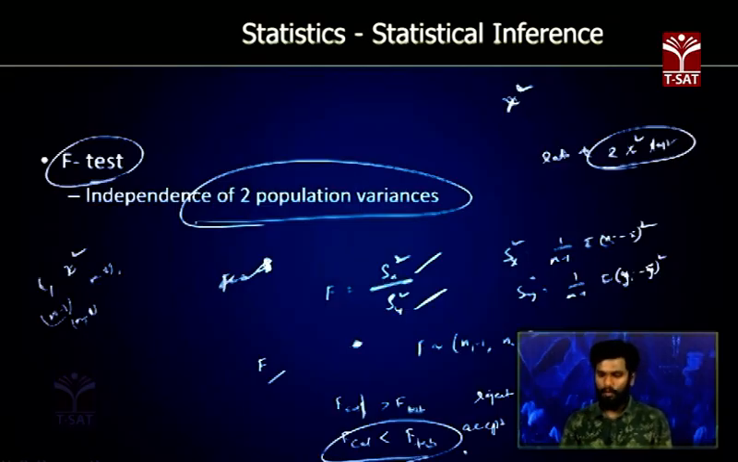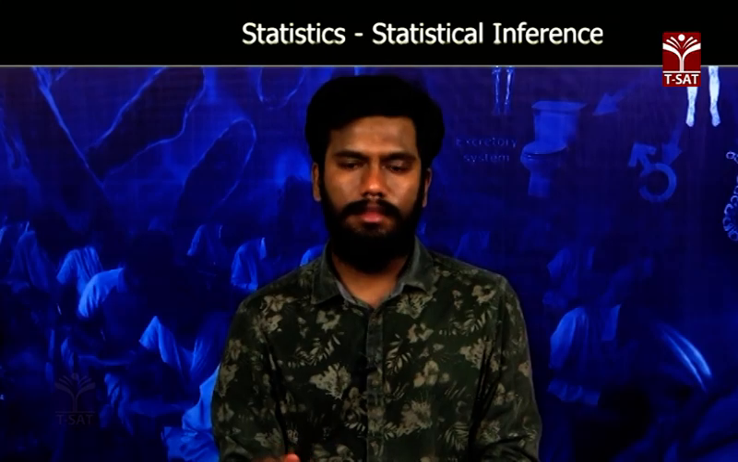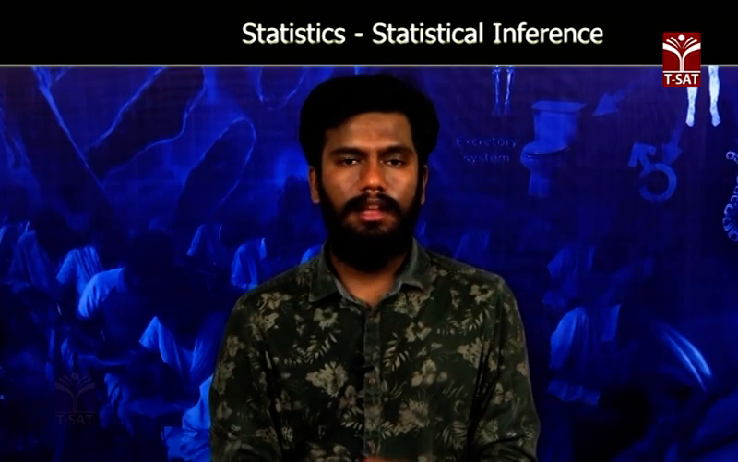Now we don't see how the F-test is this ratio of chi-square tests. There is a small derivation, but the derivation is not necessary here. Just remember that the F-test is a ratio of 2 chi-square tests. Just remember the statement.